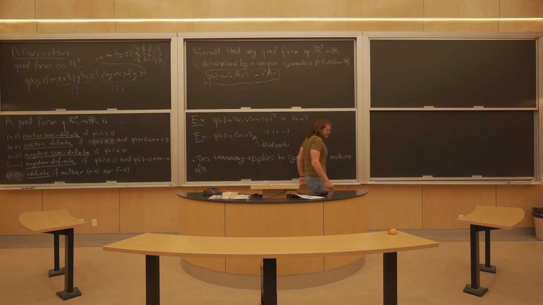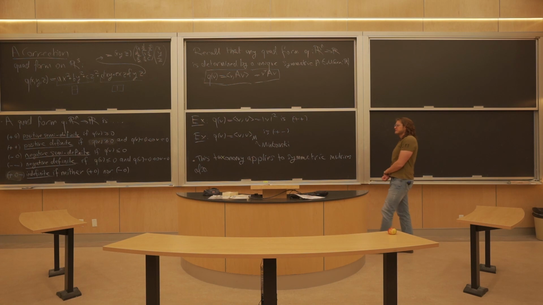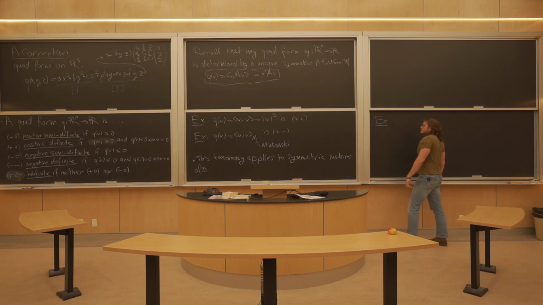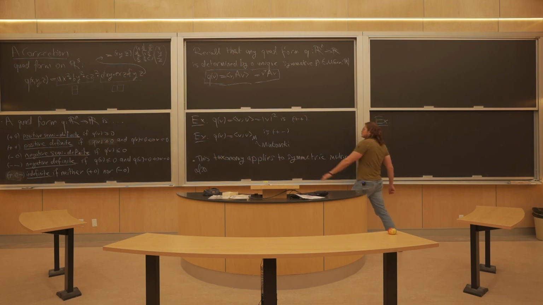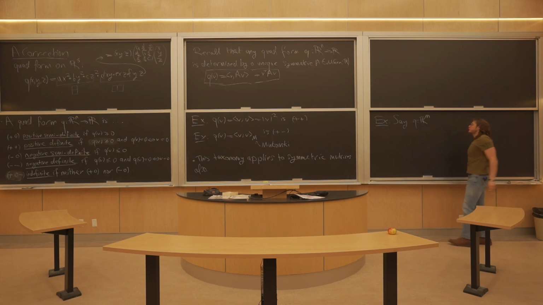Let me give one more example. How would you generate more examples of positive definite or positive semi-definite matrices and quadratic forms? What you can do is this. Let's take the standard quadratic form on Rn. Let me have it on Rm, actually.